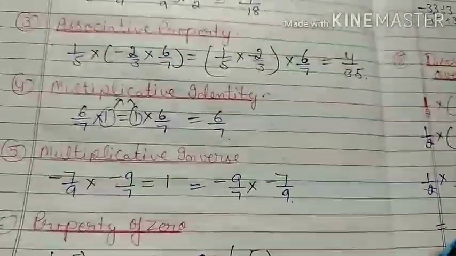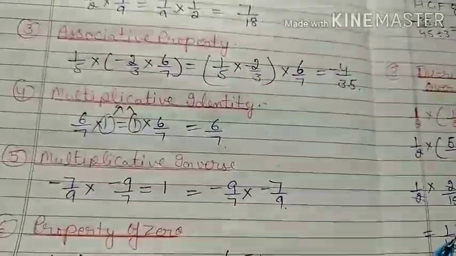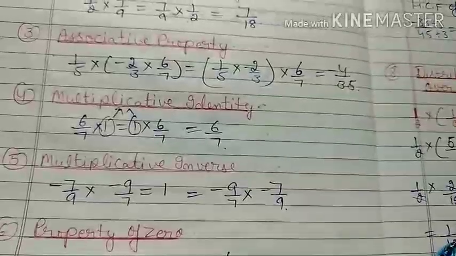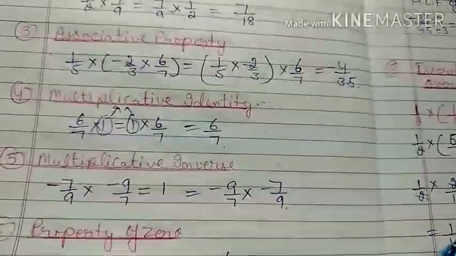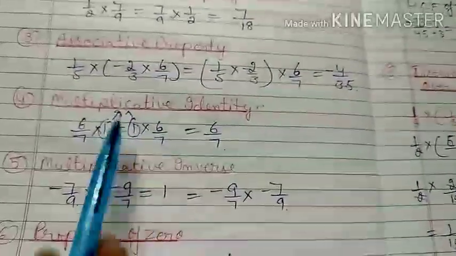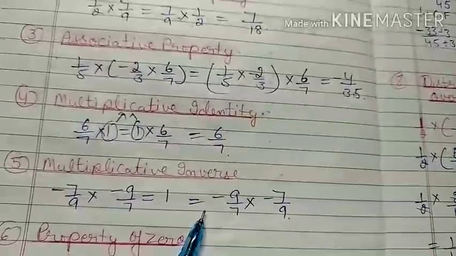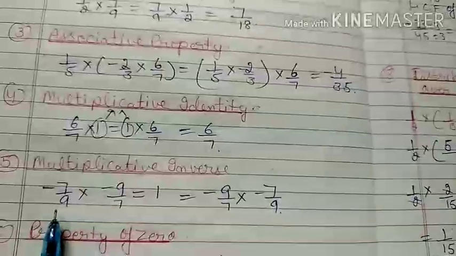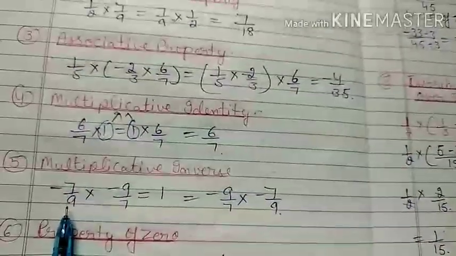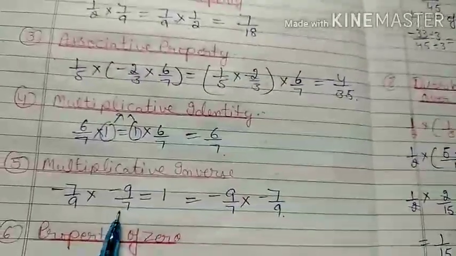Next is multiplicative inverse. Multiplicative inverse means you have to take the reciprocal of any rational number. When you multiply the original rational number with its reciprocal, your answer will always be one, the same as the multiplicative identity. So here suppose I have a rational number minus 7 by 9, and if I write the reciprocal of that particular rational number, that is minus 9 by 7.